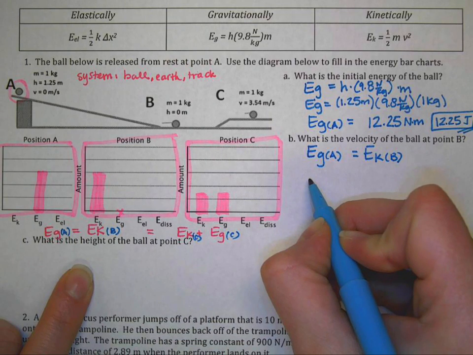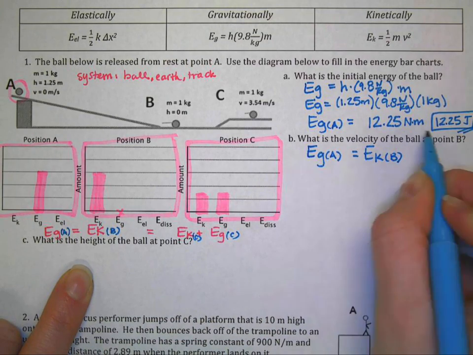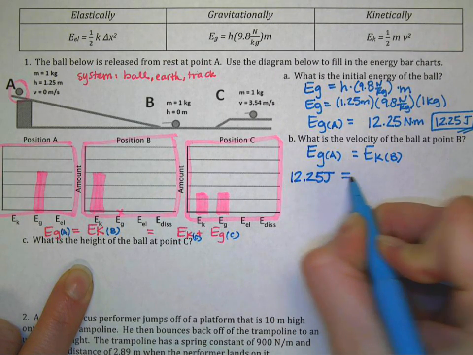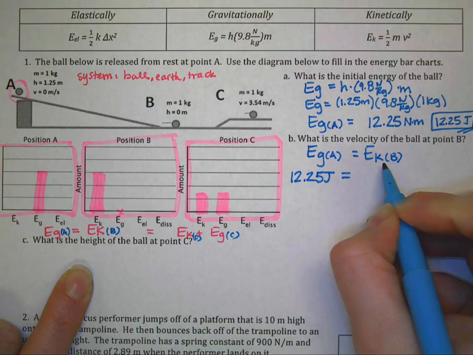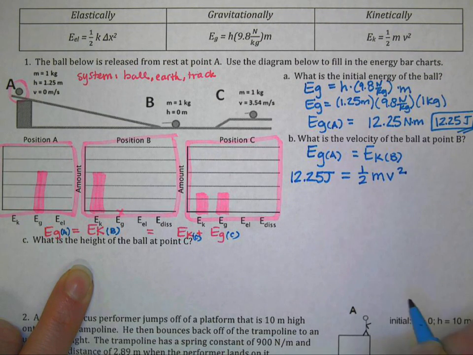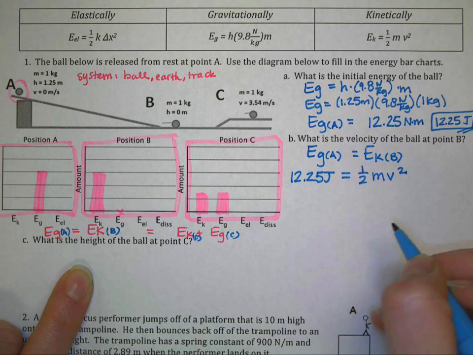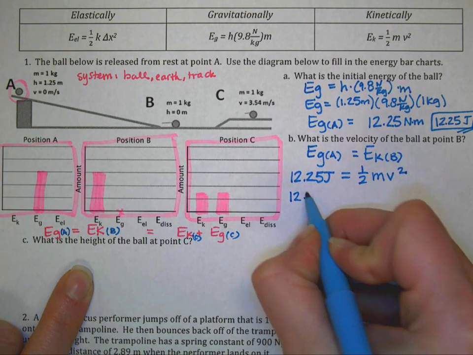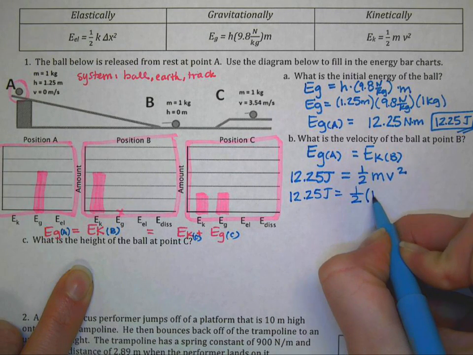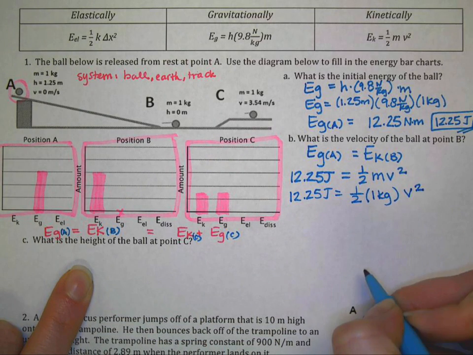That would be equal to the energy at point A, which is 12.25 joules, and energy stored kinetically is equal to 1/2 mv squared from above. So I'm just substituting this into our equation. We can come down and fill out what else we know: 1/2 times the mass of our ball, which is still 1 kilogram, times the velocity squared.